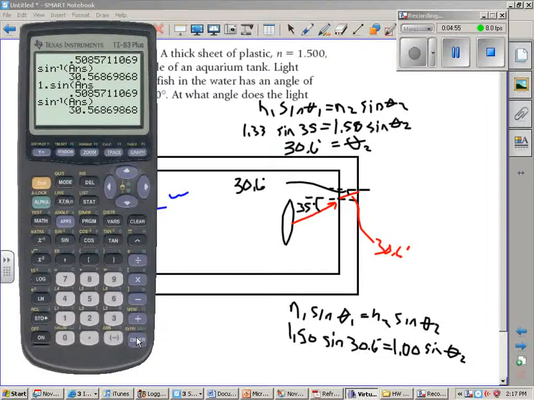Oops, let me try that again. It doesn't seem right. 1.5 times the sine of 30.6. Divide by 1 and then take the inverse sine of that. Well, divided by 1 is the same. Oh, that seems better. 49.8.